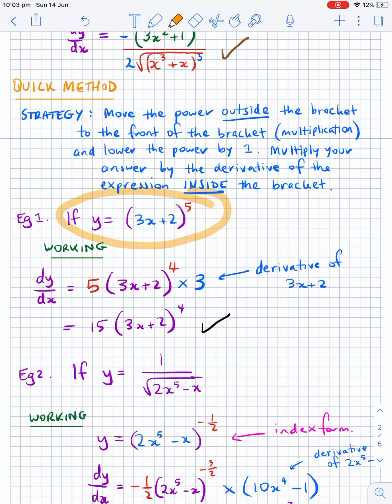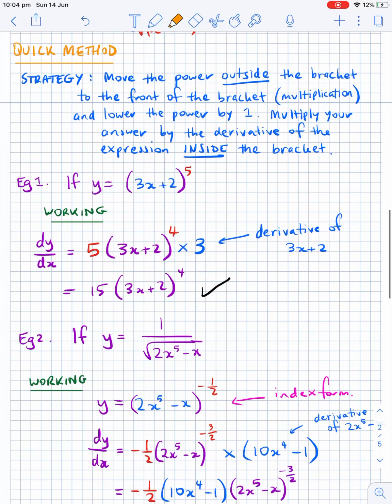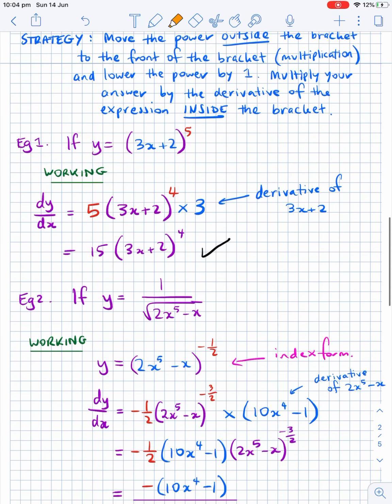So we'll do another example, say this one here. Notice we've got multiple terms being powered. The quick method is just to move this power to the front. This power goes down by 1. Notice your bracket stays the same, but you need to make sure that you multiply by the derivative of your bracket. So the derivative of this is just going to be 3. So make sure on the end you just multiply by that 3. So 3 times 5 gives you 15. And you're done. So it's a nice fast method.